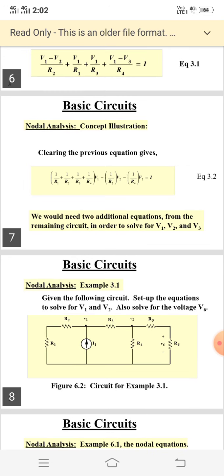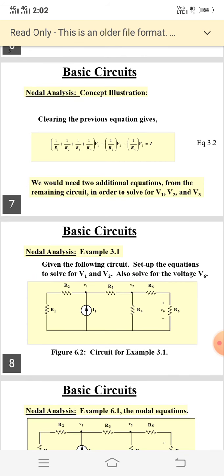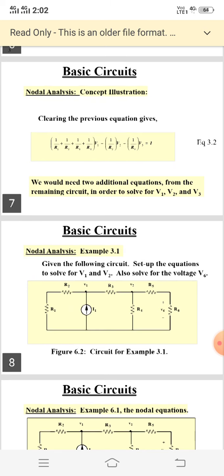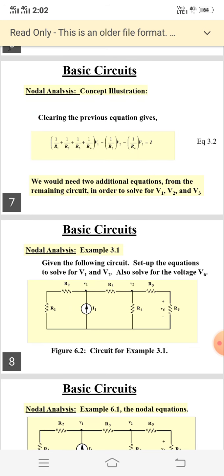Here, one network is given to us to solve this problem. Six resistors are there, R1 to R6. One current source is there. The nodes are V1 and V2. Okay, two nodes are there. Let us begin with node V1.